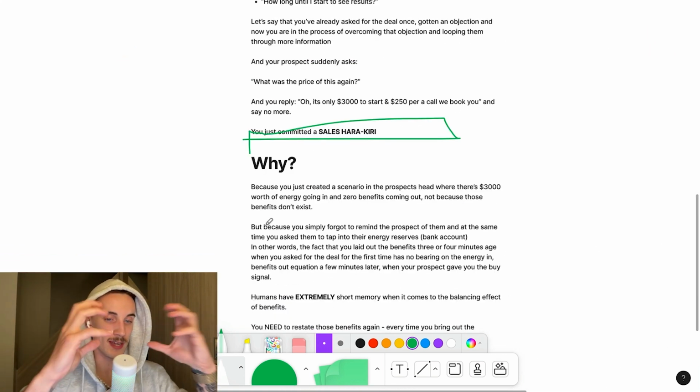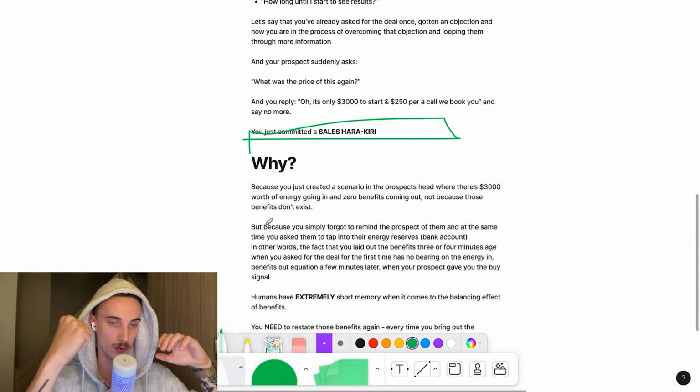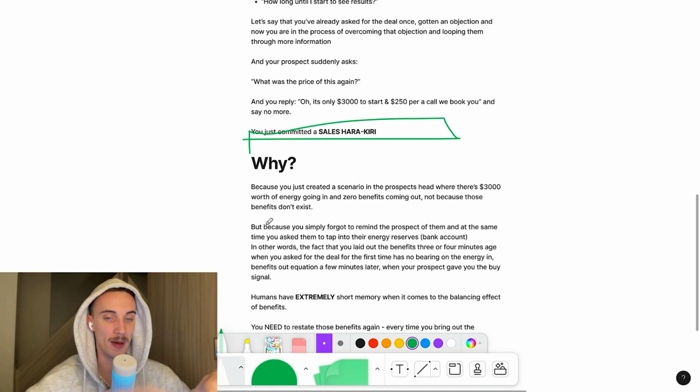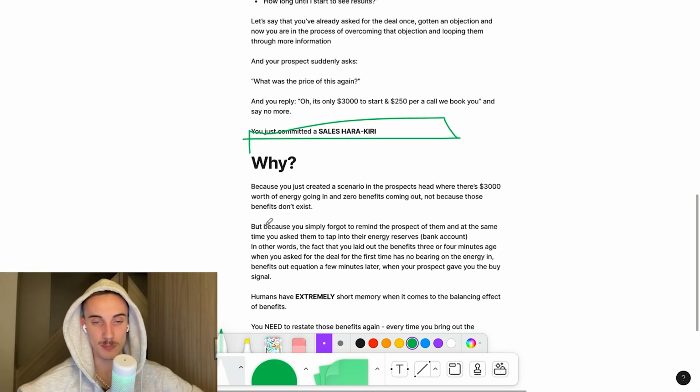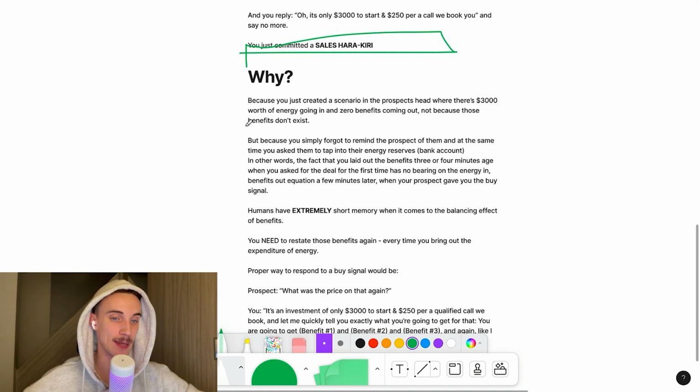You have just created a scenario in the prospect's head where there's $3,000 worth of energy going in and zero benefits going out. And it's not because those benefits do not exist in your offer, but because you simply forgot to remind the prospect about them. And at the same time, you ask them to tap into their energy reserves, which is their bank account. Because remember, money is just stored energy.